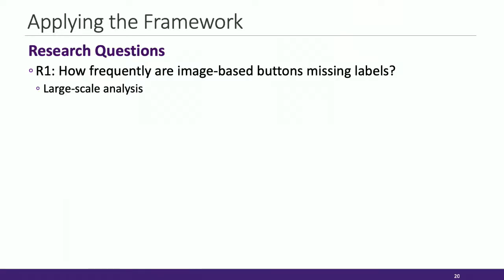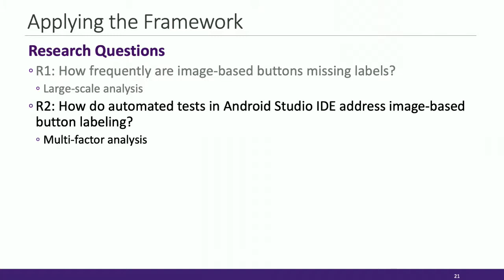So using this framework as a lens, we approached a set of research questions, and I'm going to talk through a subset of them today. The first being, how frequently are image-based buttons missing labels? And we looked to large-scale analysis in order to answer that. And the second, how do automated tests in Android Studio IDE address image-based button labeling? Thinking of the tests and the IDEs as tools that are factors, again, in this environment that can affect app accessibility at a large scale.